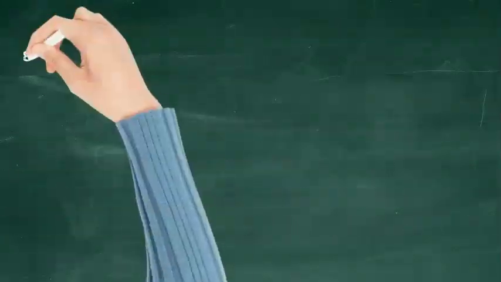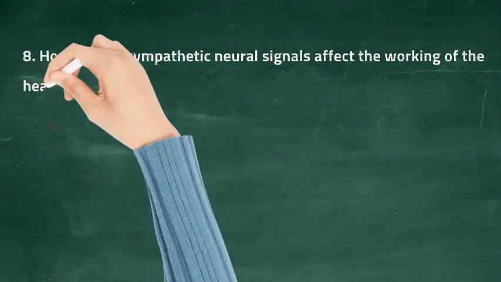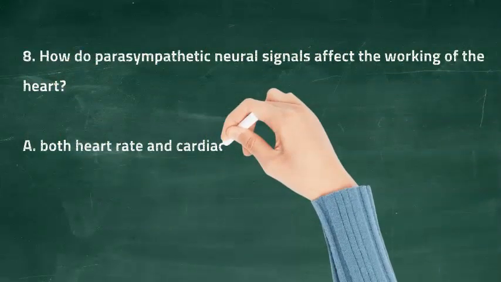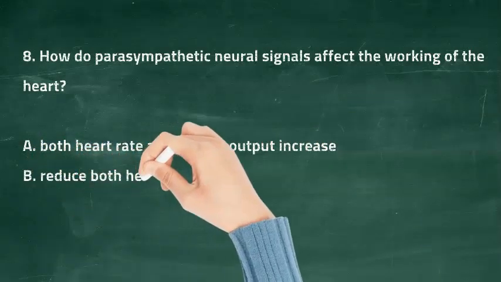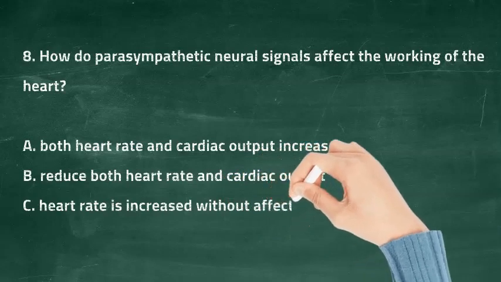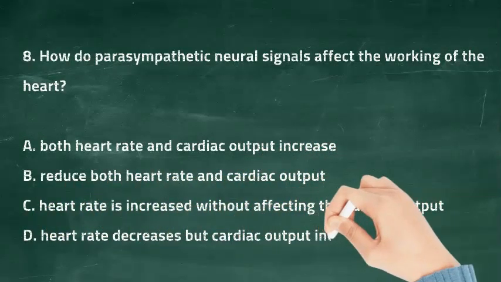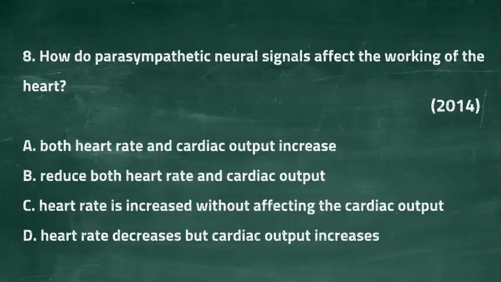Question 8. How do parasympathetic neural signals affect the working of the heart? Option A is both heart rate and cardiac output increase. Option B is reduce both heart rate and cardiac output. Option C is heart rate is increased without affecting the cardiac output. And option D is heart rate decreases but cardiac output increases. So the right answer is option B, which is reduce both heart rate and cardiac output.